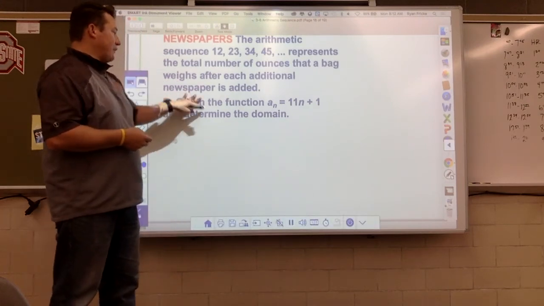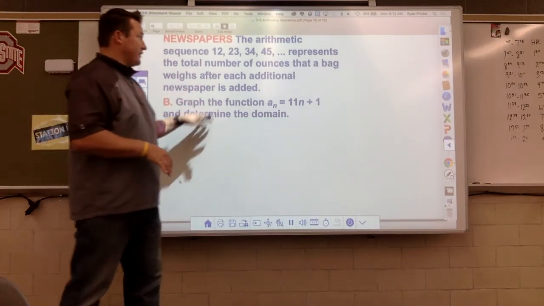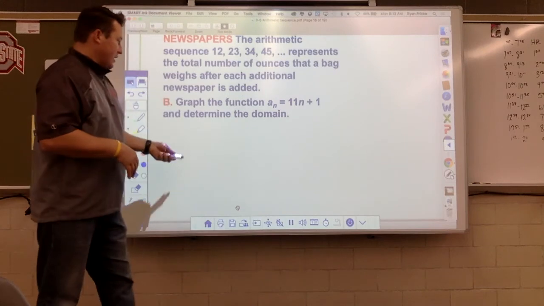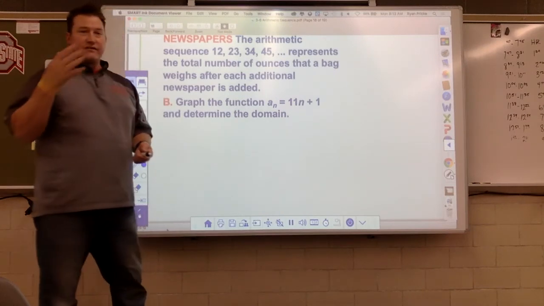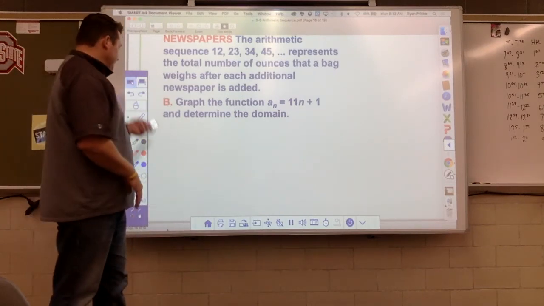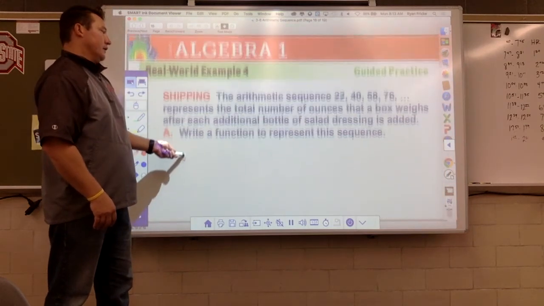Okay? So that would be our graph. Again, you guys can make your own graph there. Again, I gave you the ordered pairs. The domain of it, guys, again, is just all the natural numbers. Okay?